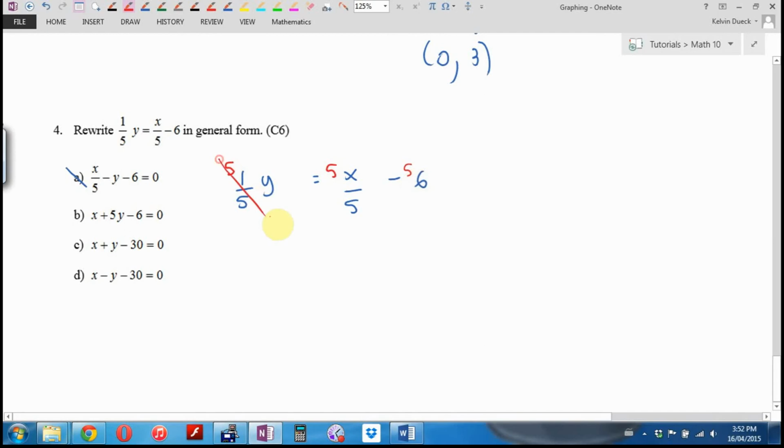This is really 5 divided by 5, which is 1. This is 5 divided by 5. The minus sign drops down. 5, 6. 30. This is slope-intercept form. General form just says make it equal to 0. Oh, by the way, I probably crossed that guy out now because I have a 30, not a 6.